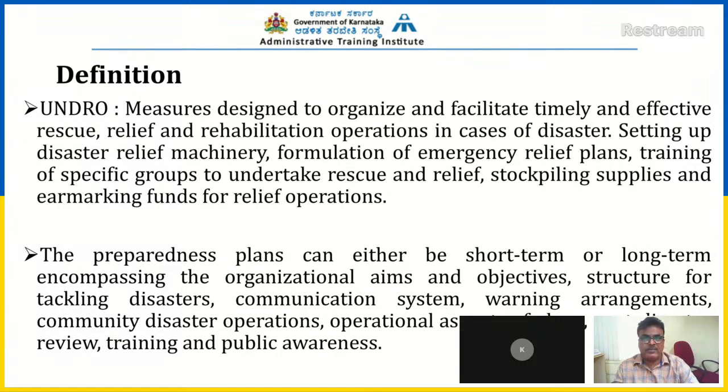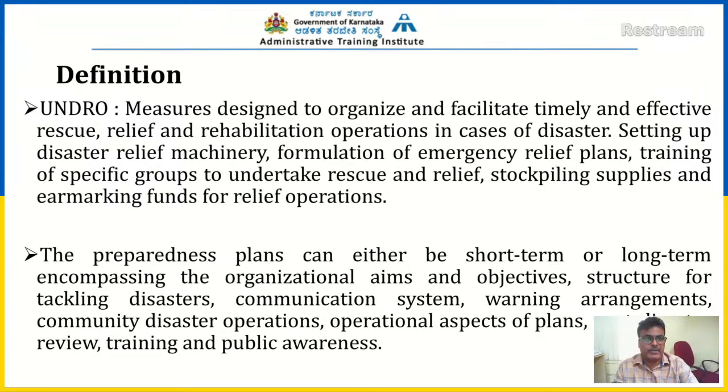They said that preparedness plans will be short term or long term. What do you mean by short term? Maybe for 3 months, less than a year. Generally, we call it short term. What do you mean by long term? Maybe more than a year, 3 to 5 years, sometimes 10 years or more. For example, the SFDRR plan started in 2015 and runs up to 2030. For 15 years, they have prepared strategies for preparedness. So now you understood the definition of preparedness in simple language. Let us move to the next one.